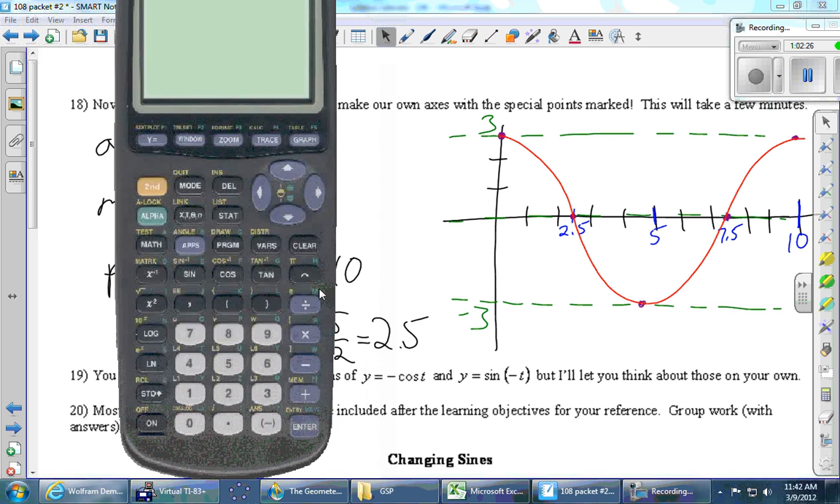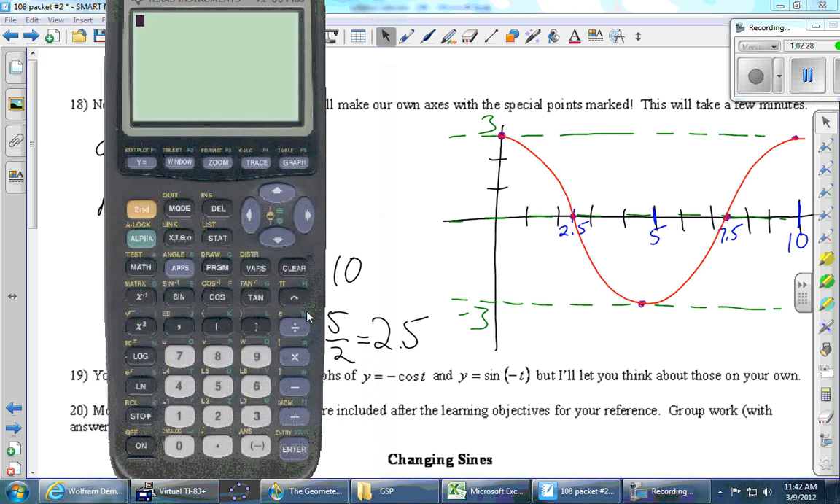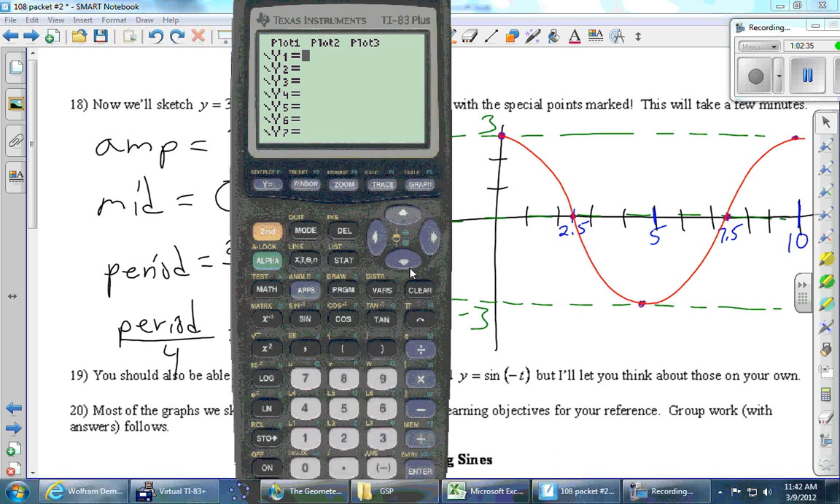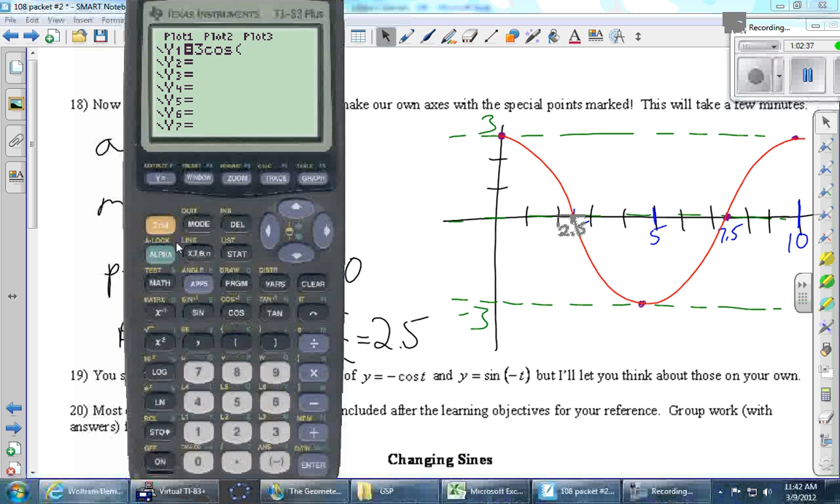Okay, and the last thing I want to show you guys, after we've done all this stuff here, you don't need to copy this, but I'm going to graph this guy on the calculator. 3 cosine of pi over 5t. 3 cosine pi divided by 5. I don't have t, so I'll put x. And then I'm going to change the window. I'm going to change it because I know what the answer is supposed to look like. What was the first x that I thought was important here? 0. What's the last x I thought was important? It was 10. I'll leave that. What's the bottom y? -3.